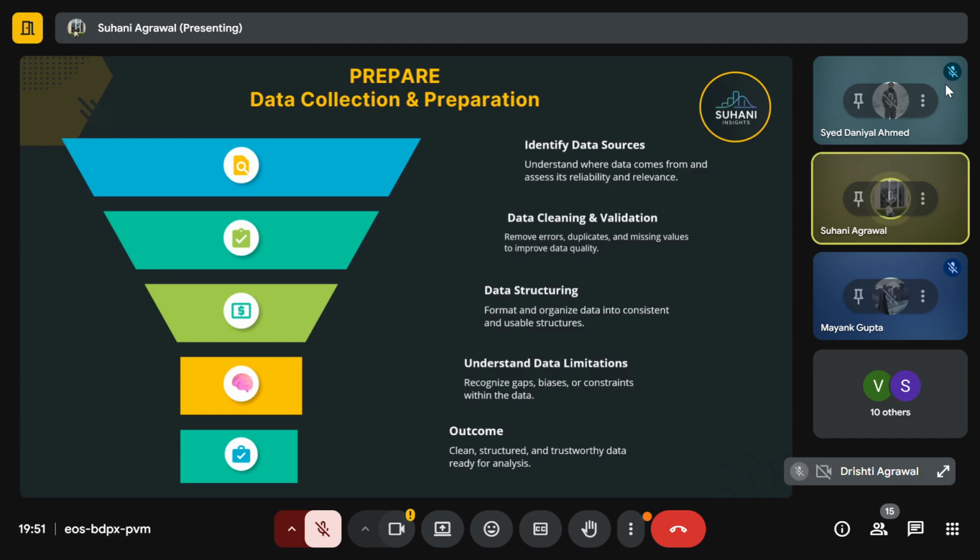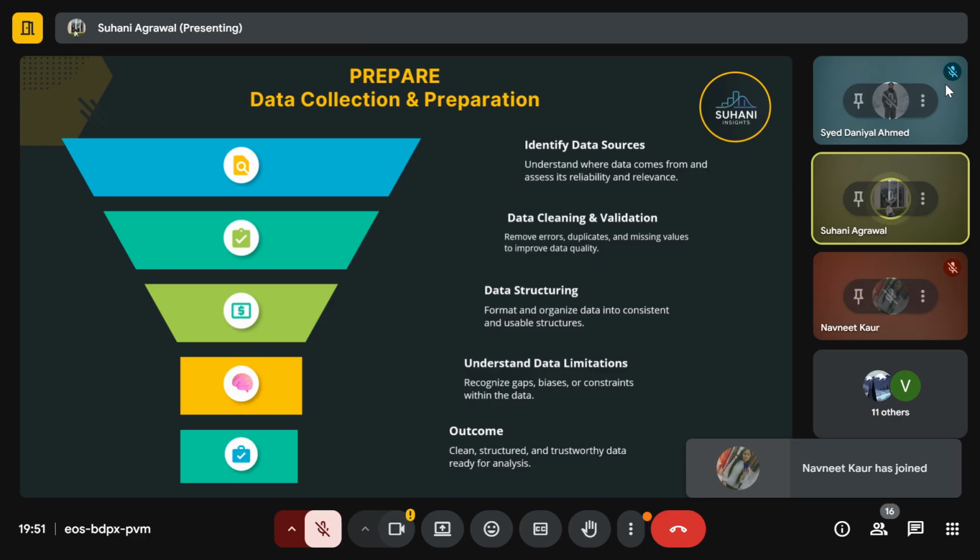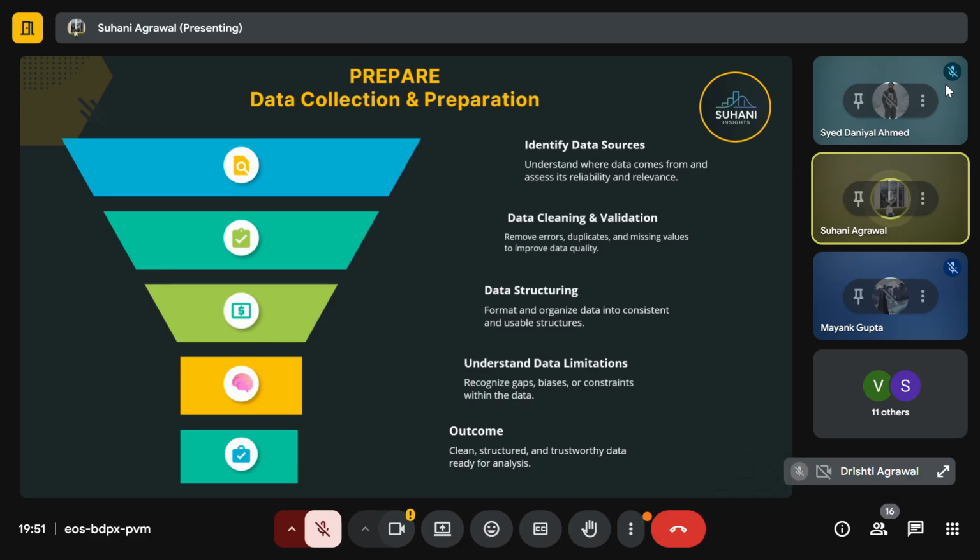And then to understand the data limitations. By this, I mean recognizing the gaps in the data. We shouldn't be biased. If I'm making a dashboard of Coca-Cola versus Pepsi, and I'm a little biased toward Coca-Cola, then if that bias shows on the dashboard, that dashboard will be of no use. While making a dashboard for a company, I should only be concerned about the stakeholder and the company insights they have been waiting for, not about me or my bias. So with this step, the outcome will be clean, structured data which is ready for analysis.